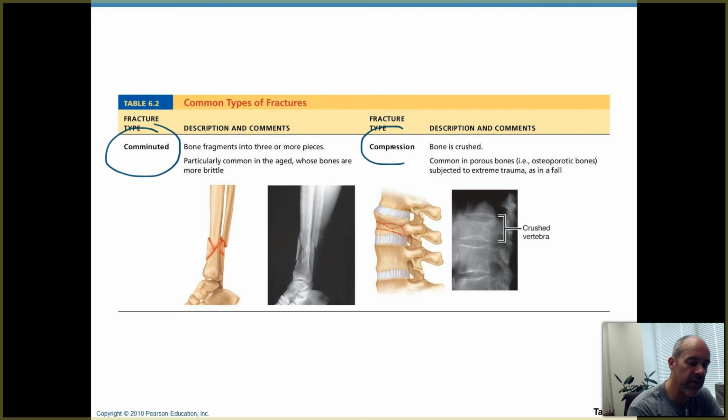Compression fractures, as the name might suggest, that's where your bone gets crushed, and it's not unusual for that to happen in the vertebrae. So there you can see there's a body portion of a vertebra that has been compressed or crushed due to an injury. So it would be a compression type fracture.